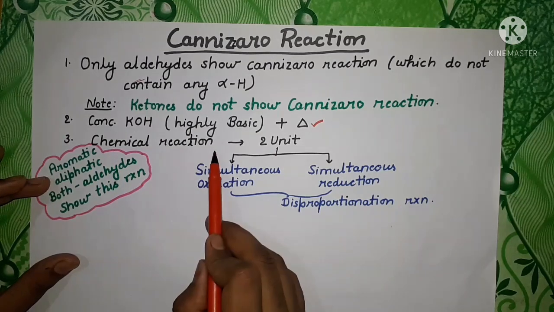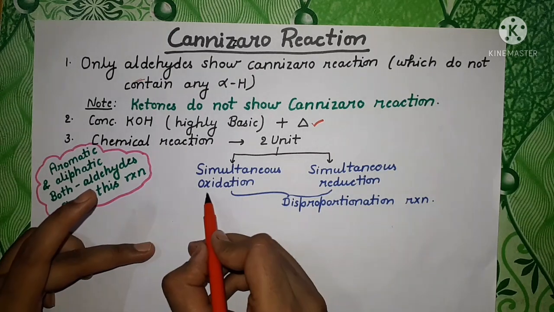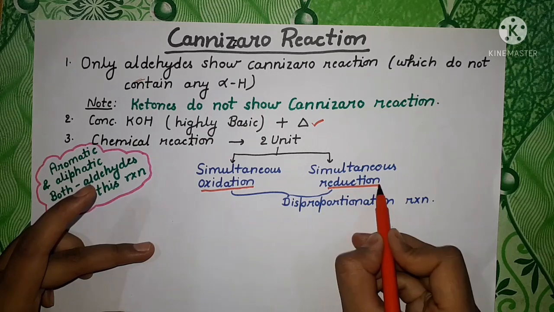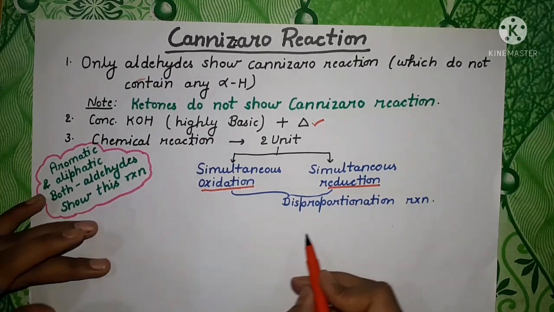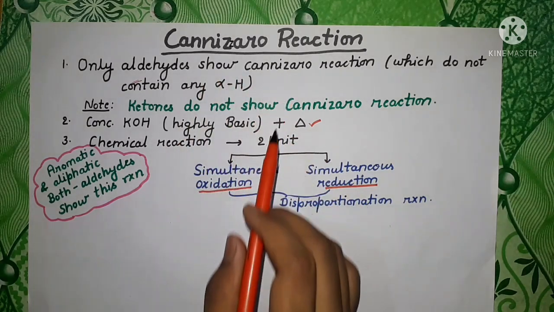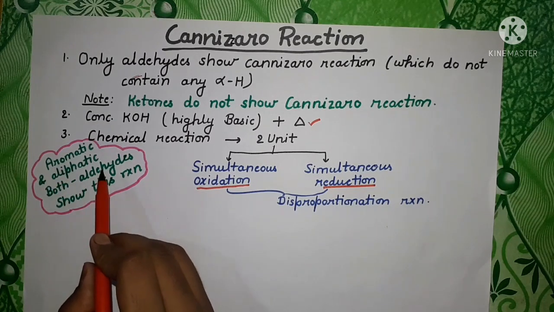And the chemical reaction includes two parts. First one is simultaneous oxidation and second part is simultaneous reduction. So finally we get the disproportionation reaction. And this Cannizzaro reaction is shown by both aromatic and aliphatic aldehydes.